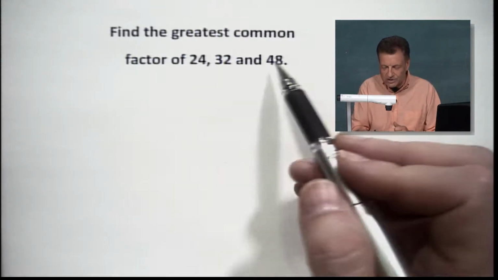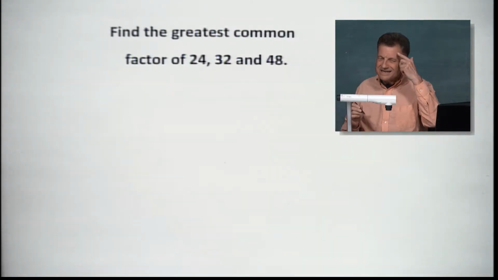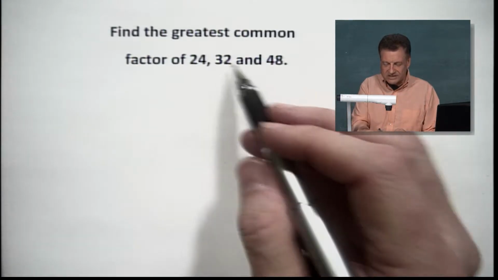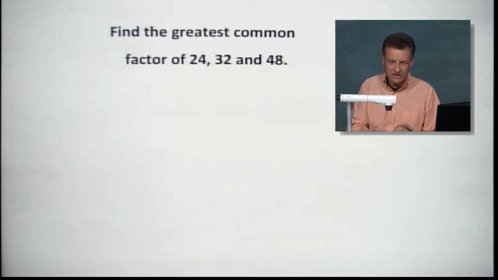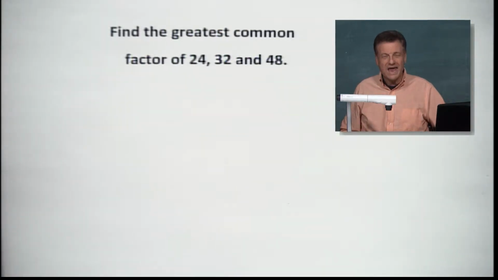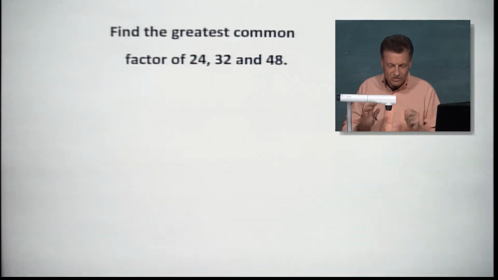Now, if I look at 32 and 48, I notice that 16 would go into both of those. You say, well, how'd you know that, Ernie? Well, I just kind of played with those numbers a little bit. We're going to look at a way to take care of this one. And then the 24 and 32 seem to be where the hang-up is, where we're going to be able to isolate this greatest common factor, the GCF.